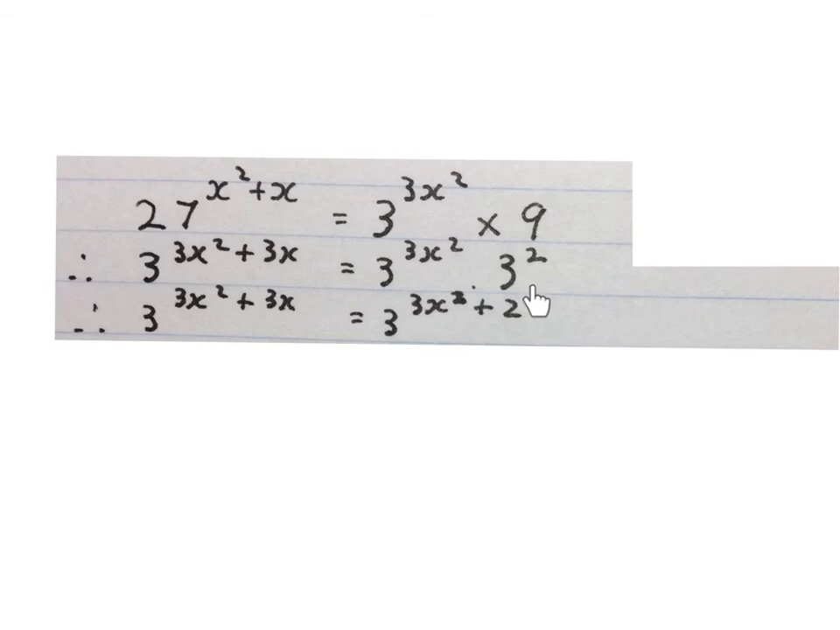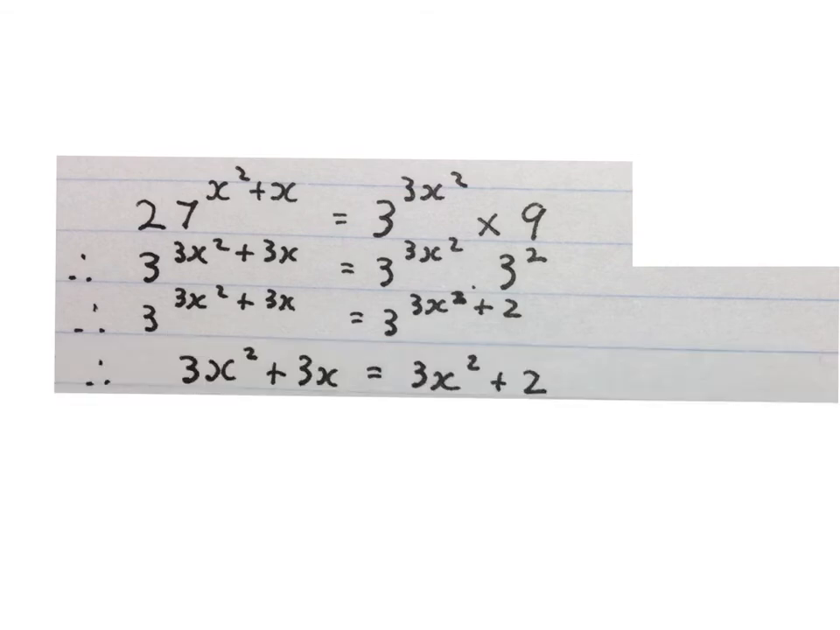Because we are multiplying here, and the bases are the same, we write down the base once, and we add the exponents. Now, because the bases are the same, I may drop the bases. Then the equation will look like this. Now we have to solve for x.